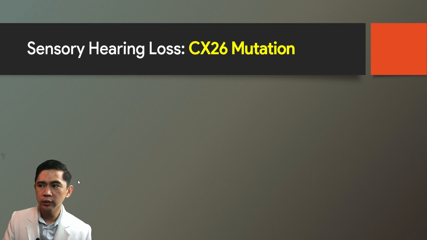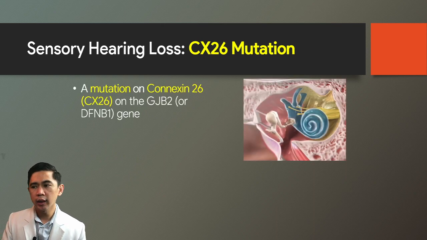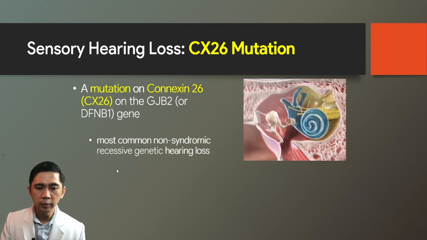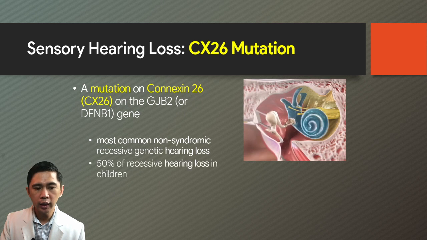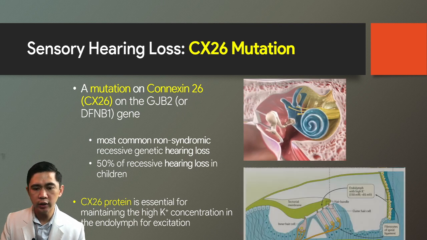Sensory hearing loss with a CX26 mutation. This is a hearing loss secondary to a mutation on the connexin 26 protein on the GJB2 gene. This is the most common non-syndromic recessive genetic hearing loss, and this accounts for 50% of recessive hearing loss in children. The CX26 protein is essential to maintain the high potassium concentration in the endolymph for excitation.